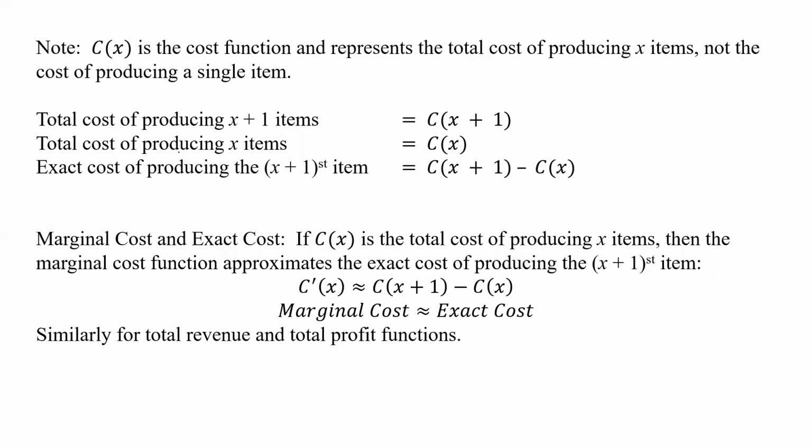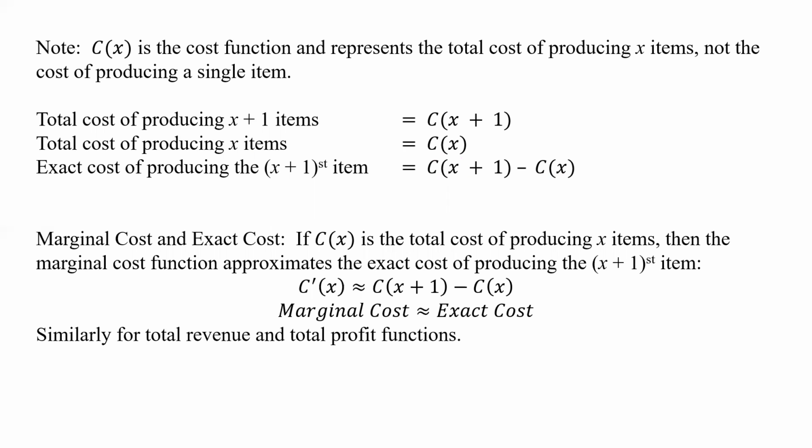We have to find the total cost of producing X items, and then we subtract them to find the exact cost of producing that X plus 1 or X plus first item, okay? And so we're just going to take C of X plus 1 minus C of X, and that's going to give us the cost of producing that X plus first item.